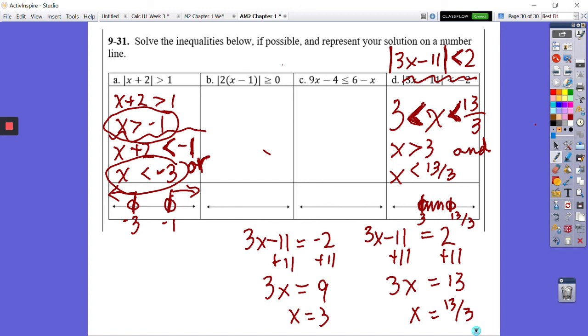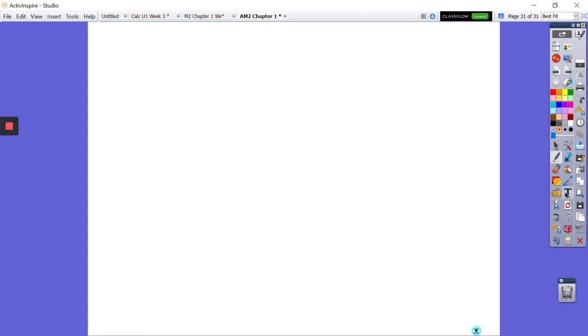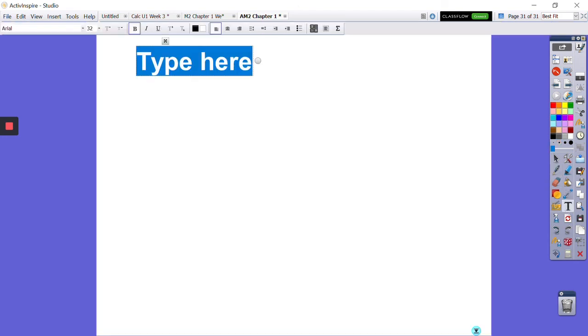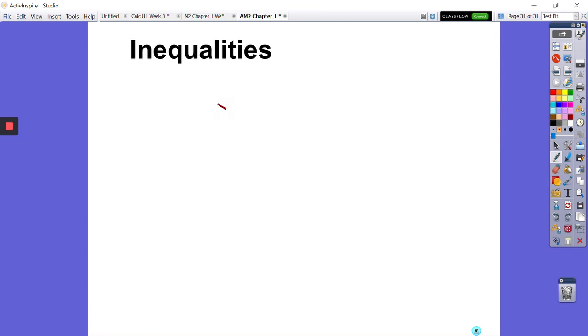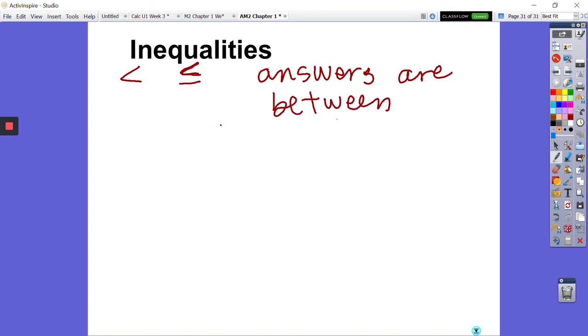So again, to sum up, inequalities. Less than, these two symbols, less than and less than or equal to, answers are between. Greater than or greater than or equal to, answers are outside. This one is an and. Both have to be true. This one is an or. They cannot be true together.